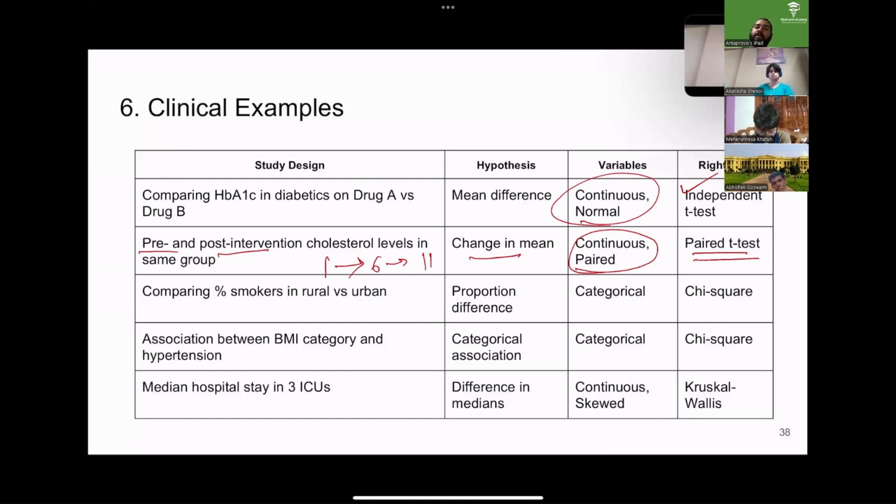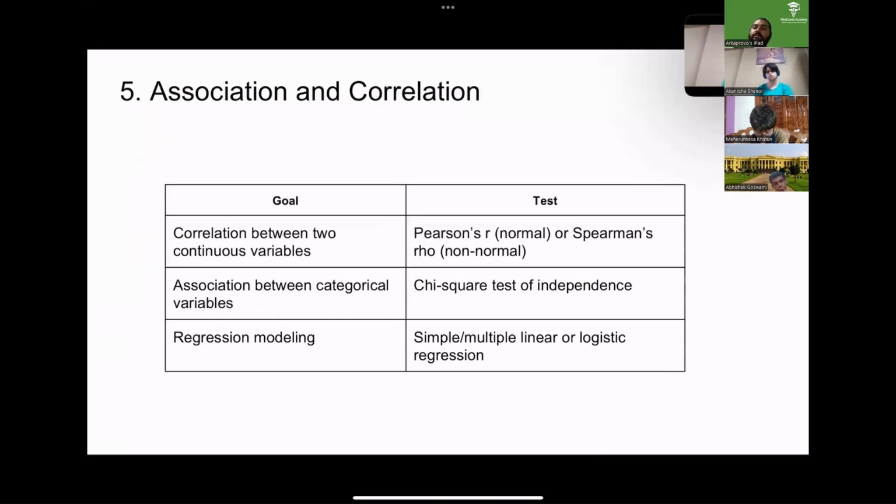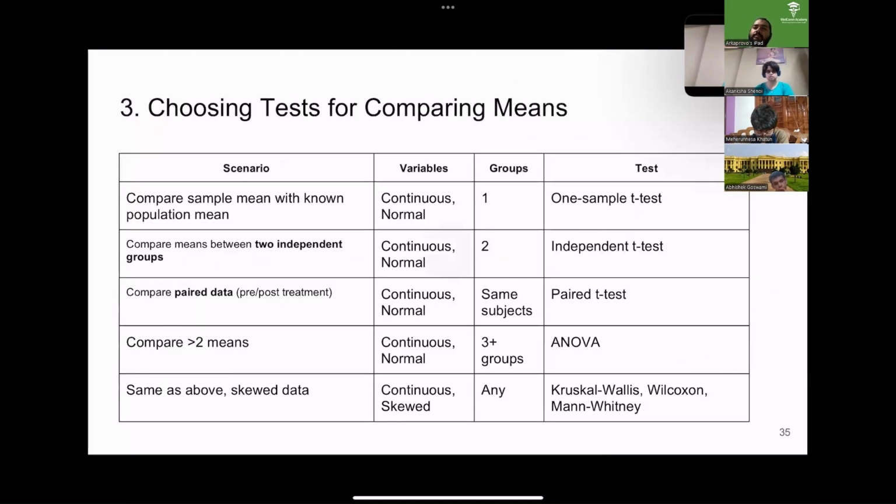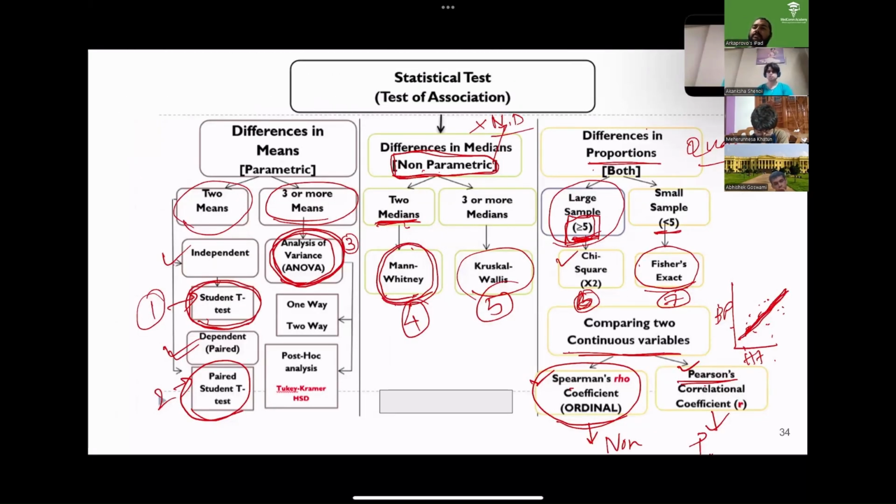Next is comparing the percentage of smokers. So we are comparing the percentage between two populations, test of proportion. So you use chi-square. We are comparing the BMI category with the level of hypertension. That is categorical data. We use chi-square.